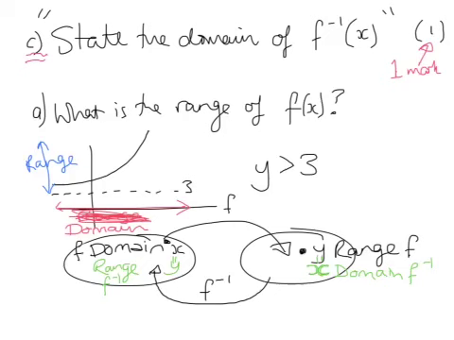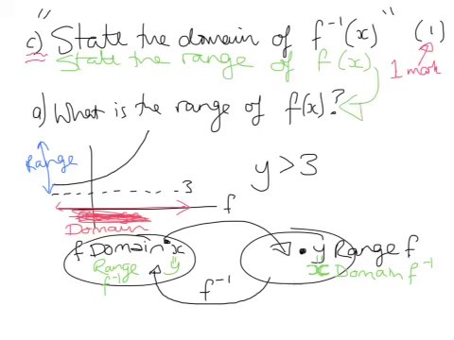So if we go back to the original question and rephrase it slightly, when it says state the domain of the inverse function, it's actually saying state the range of the original function. Now we already did that in part A. That's why they usually get you to already do it, and that's why it's only 1 mark. Because all you have to do is write down the same thing. You have to be a little bit careful.